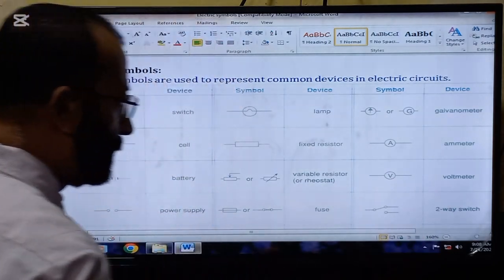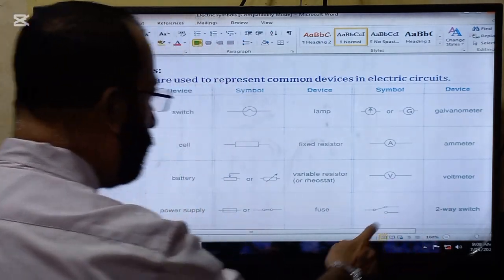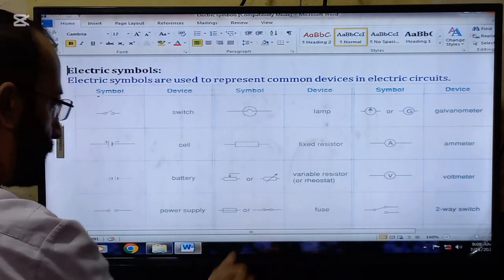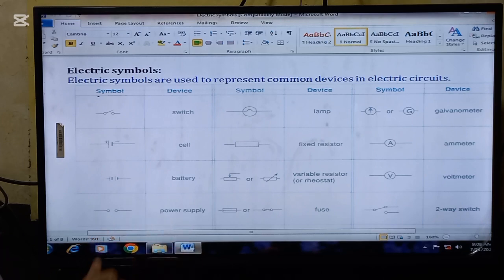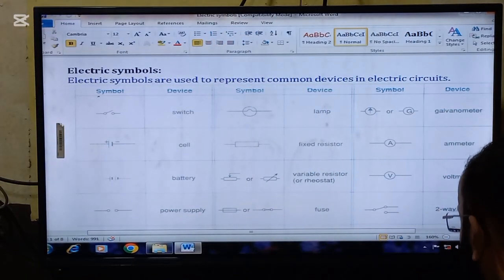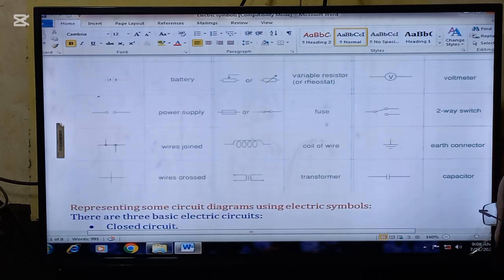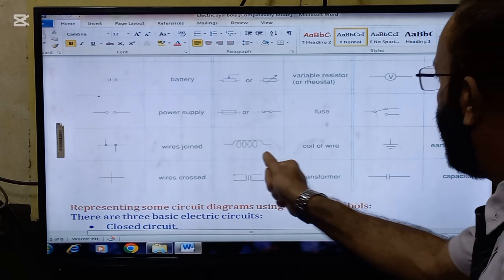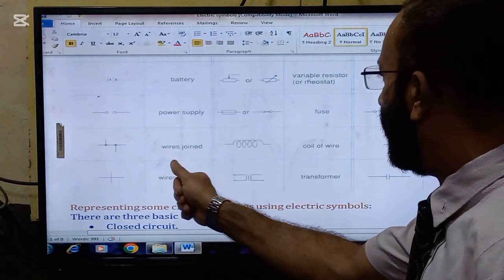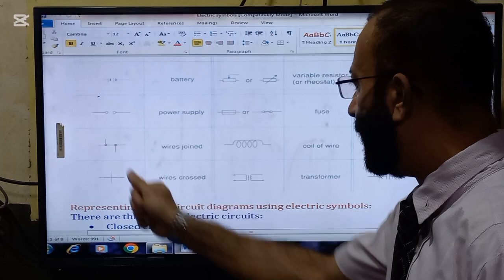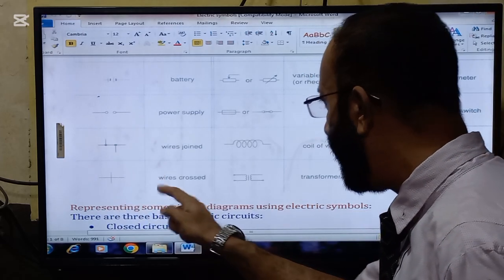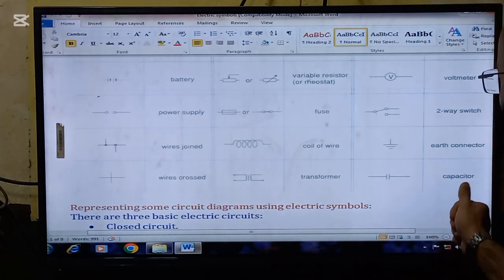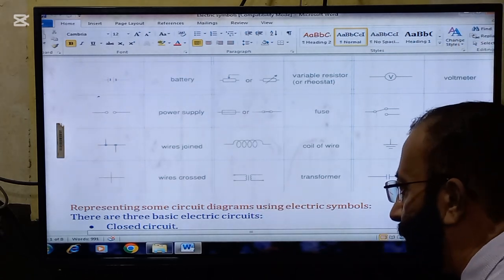This is voltmeter. This is two-way switch. This is fuse. This is power supply. This is earth connector. This is coil of wire. This is wires joined. This is wires crossed. This is transformer. And here is the capacitor.